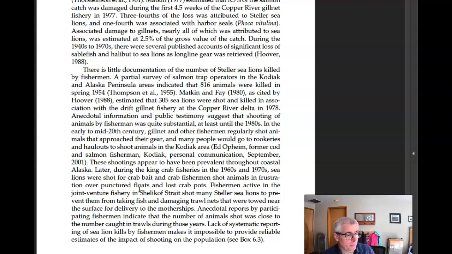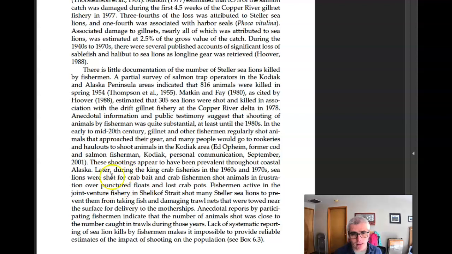And a Steller comes up and bites it off your hook. His response is to reach for the rifle and dispatch the sea lion. And he freely admitted that. It wasn't like a hushed secret. The question is how much of that's happening, and can we quantify that?